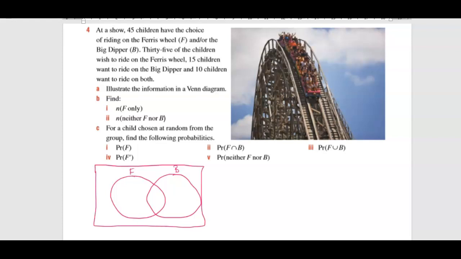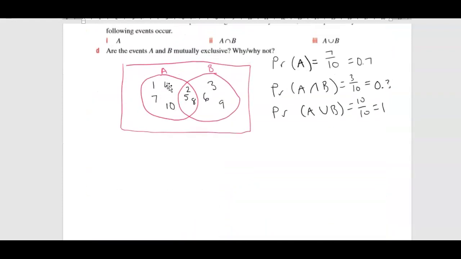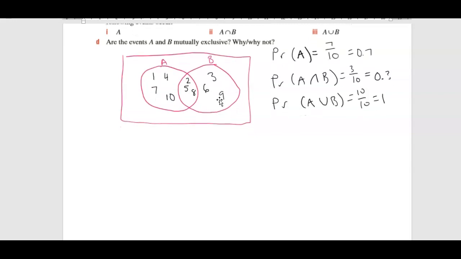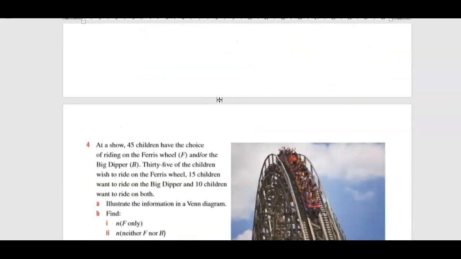If you're not sure what I'm talking about, let's go back to the previous one. Instead of writing 1, 4, 7, 10, I could just say there's 4 numbers there, 3 numbers in the middle and 3 numbers here. So instead of writing what the actual values are.